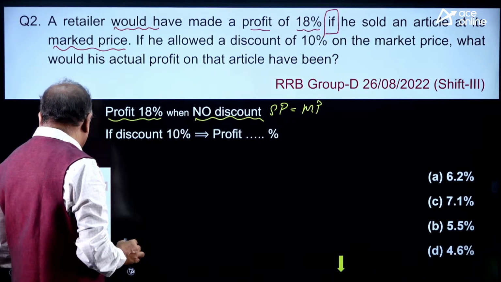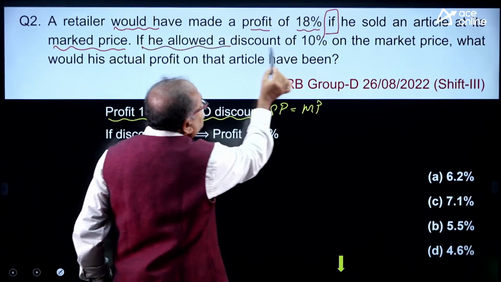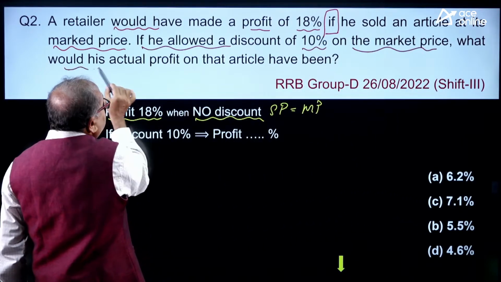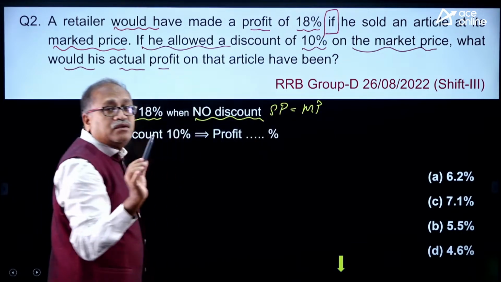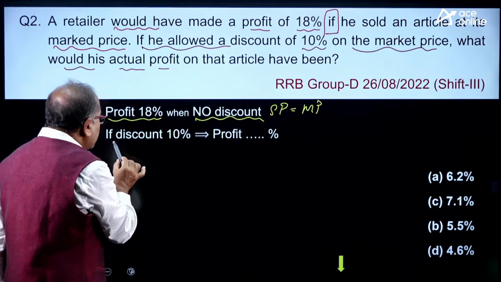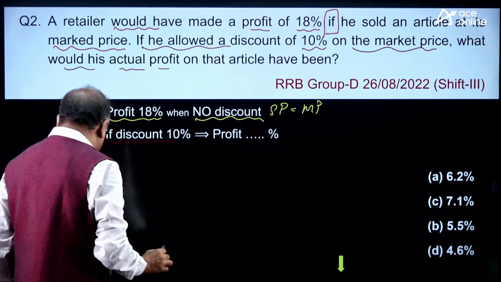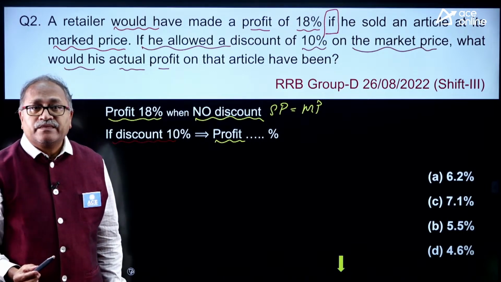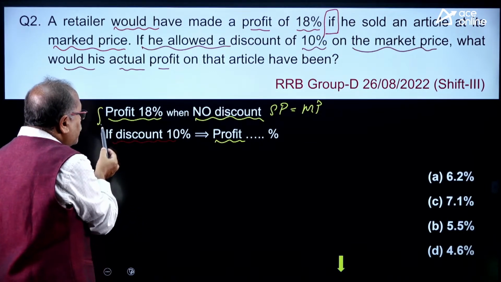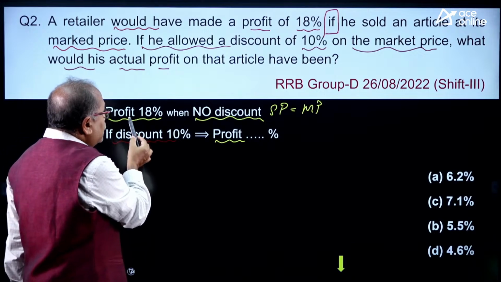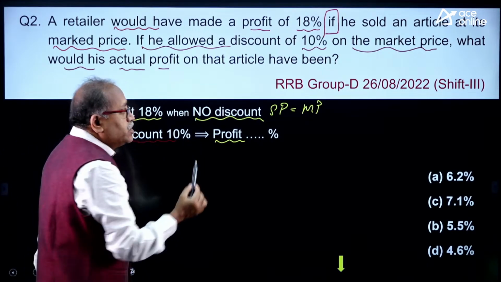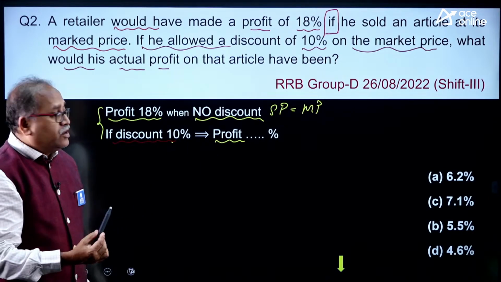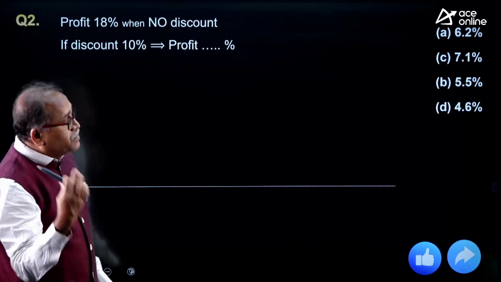Now, next it says that if he allowed a discount of 10% on the mark price, what would be his actual profit on the article. So, that is what is said, if he allows a discount of 10%, then what will be his profit percentage. So, I just took up this information in the next slide, that is there is a profit of 18% when no discount is given. What will be the profit when 10% discount is given? So, please try to answer the question.